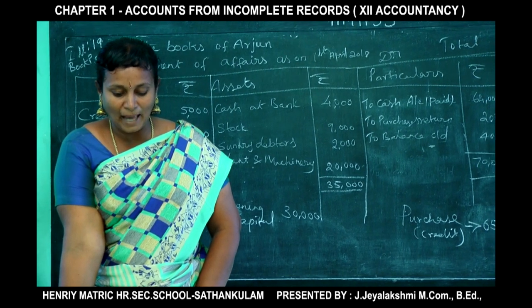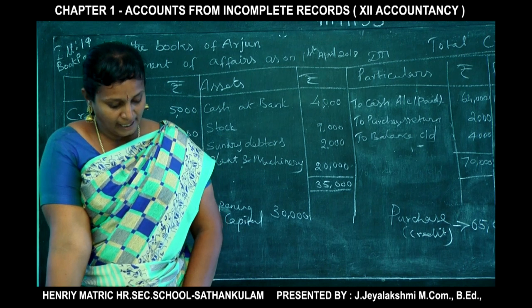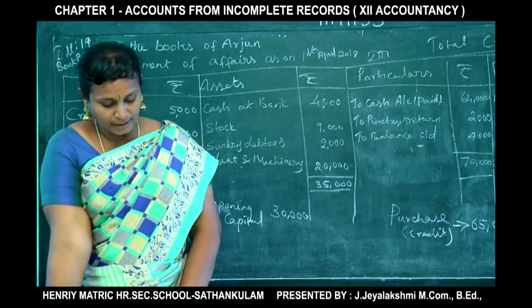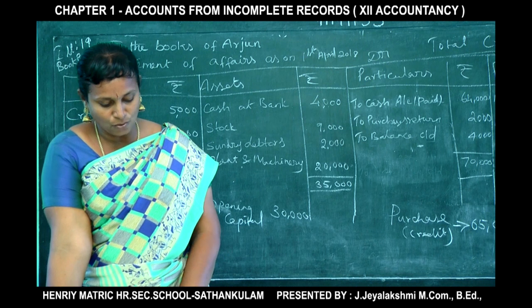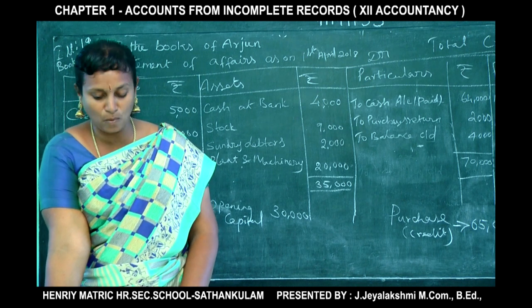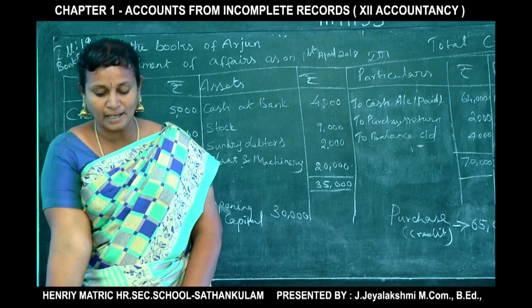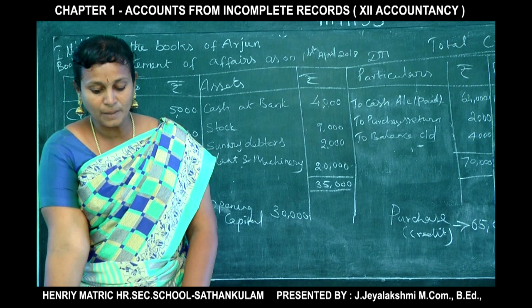Then depreciation on plant and machinery 5%. Then you have to take the plant and machinery at the year end, which means 20,000. For the beginning and the ending they have given the same amount, so no problem. So you have to take 20,000 into 5 by 100. You get the depreciation amount.